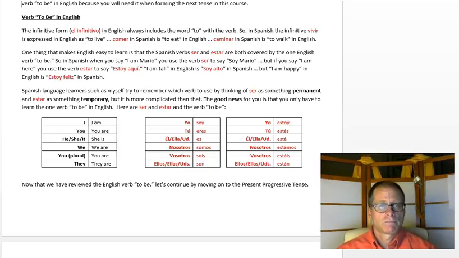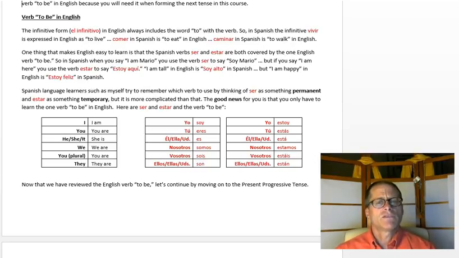I am Keith. You are my students. She is a great gal. We are friends. You, plural, are amigos. And they are neighbors. Okay, that's the verb to be in English. In Spanish, as you well know, the verb ser: soy, eres, es, somos, sois, and son. And estar is estoy, estás, está, estamos, estáis, and están.